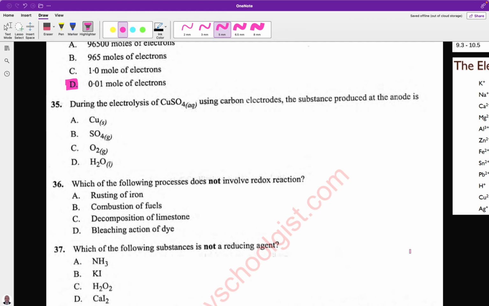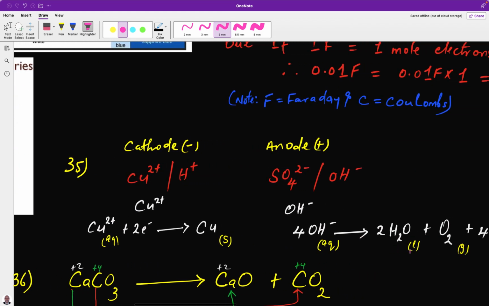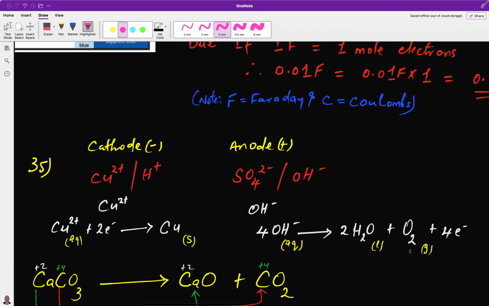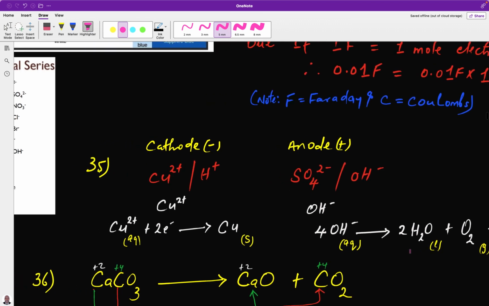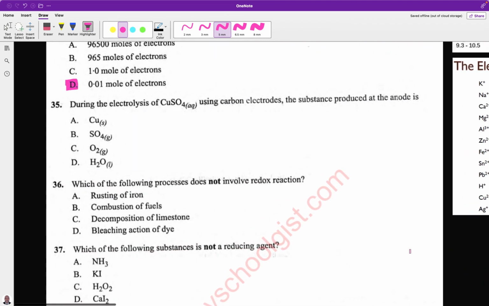During the electrolysis of aqueous copper sulfate using carbon electrode, what is the substance produced at the anode? At the anode, the substance that is being produced is oxygen. Oxygen is the one that is going to be released as a gas at the anode. So our answer is oxygen. And if we go there, 35, our answer will be C.